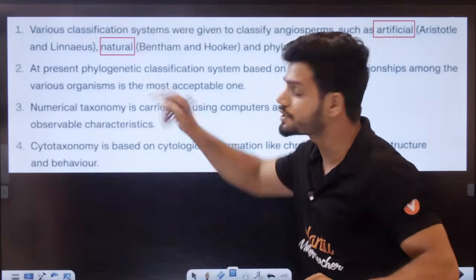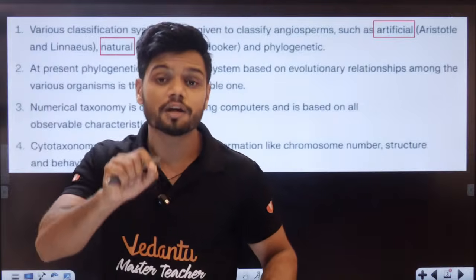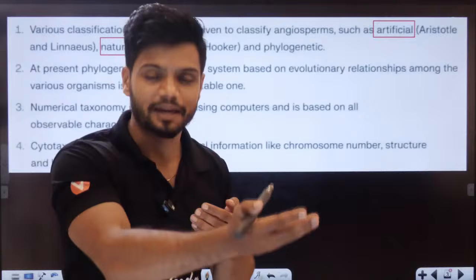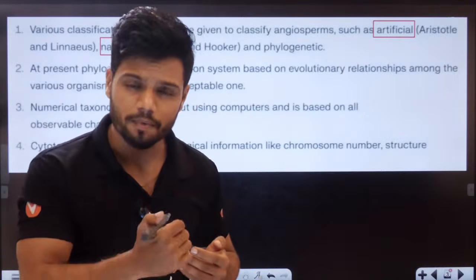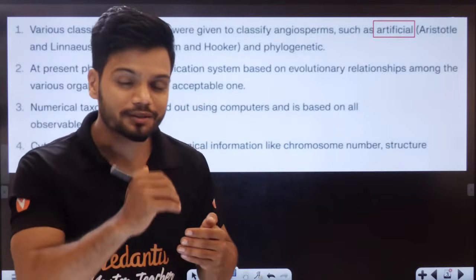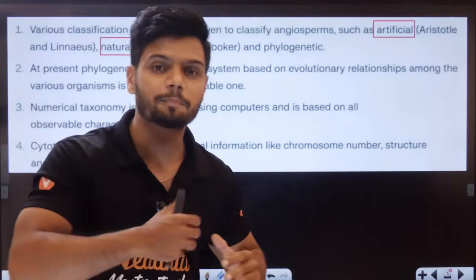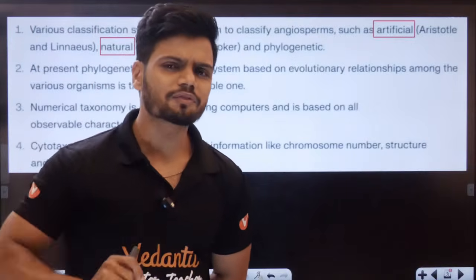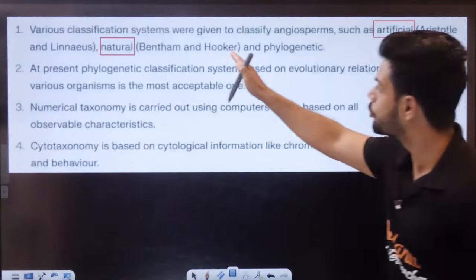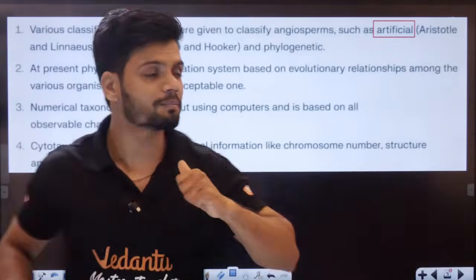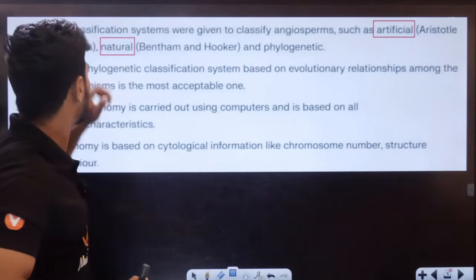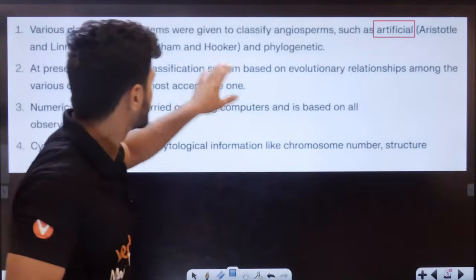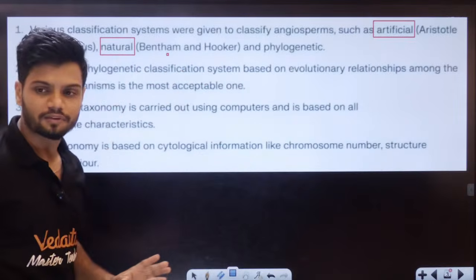Then what is natural, students? In natural, we are looking at the internal beauty. एक प्लांट अंदर से कैसा है, what is the embryology, what is the anatomy, what are the chemicals inside the plant, that is called natural system of classification. Natural system of classification was given by Bentham and Hooker, and artificial was given by Aristotle as well as Carl Linnaeus. So Carl Linnaeus gave the artificial, Bentham and Hooker gave the natural system of classification.